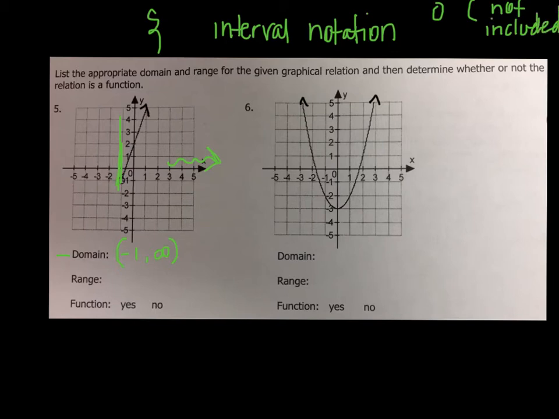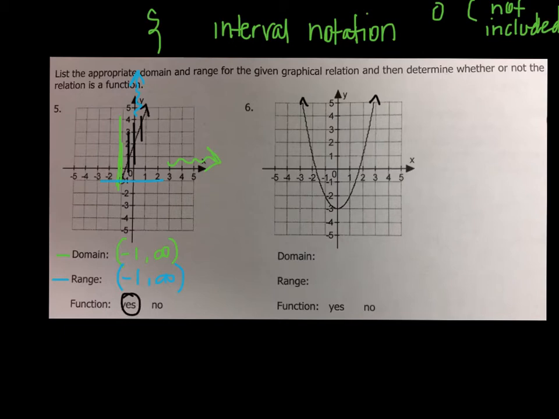Range. When I'm looking at range, I look at the bottom of the graph to the top of the graph, and again, this goes on forever. The bottom of the graph is -1, the top of the graph is infinity, and again, there's an open circle. Is it a function? Well, I tell whether it's a function by doing the vertical line test, and I can't hit it twice, so yes, it would be a function.